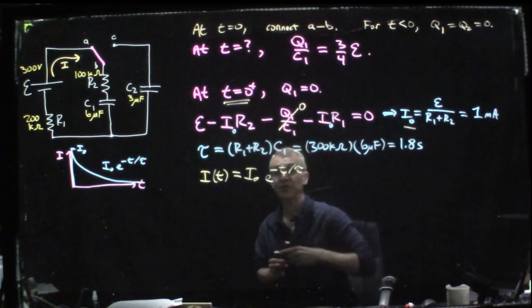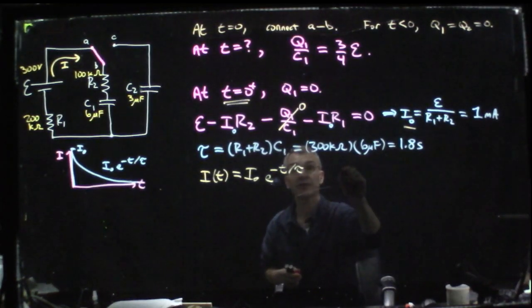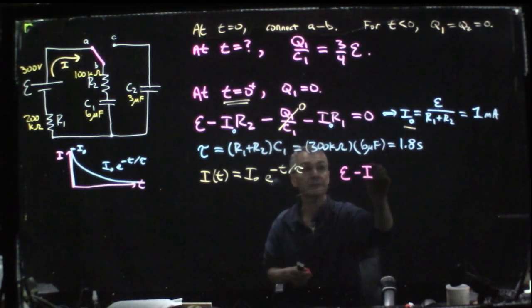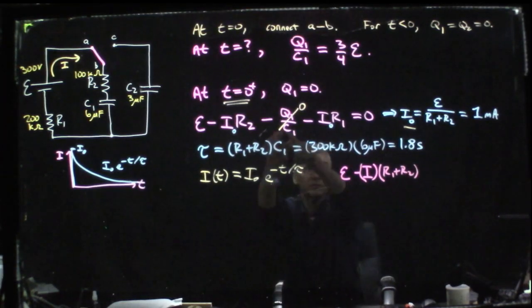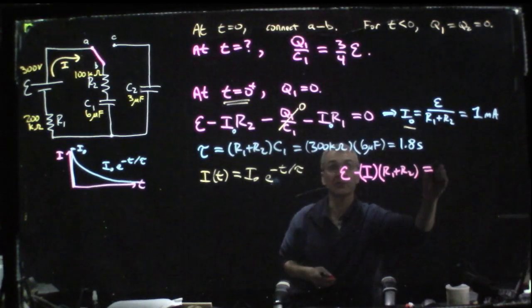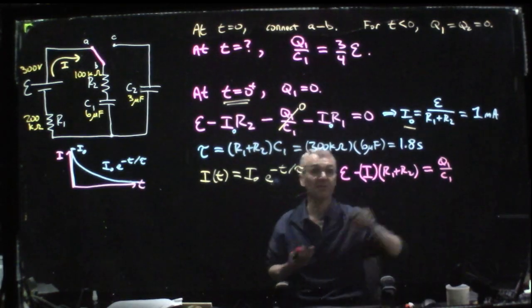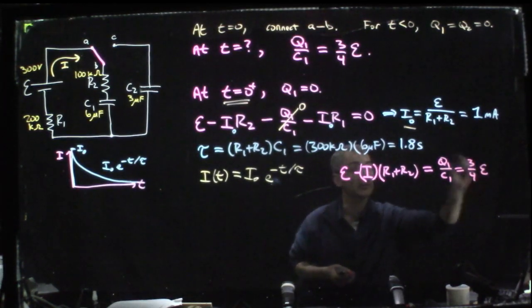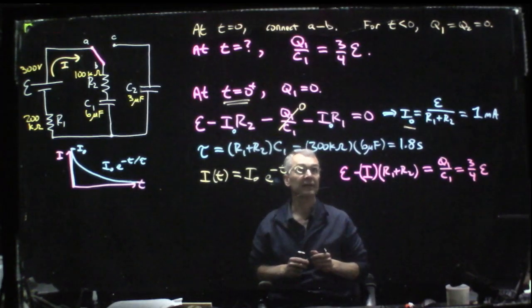So we can use the same loop rule without anything crossed off. So here's like the battery voltage minus, this is the current versus time. And then here's R1 plus R2. And then I can move this to the other side. So this equals Q1 over C1, which is the voltage on the capacitor. And somehow we want this to equal 3/4 of the battery voltage, and we want to solve for the time. So this is fine.